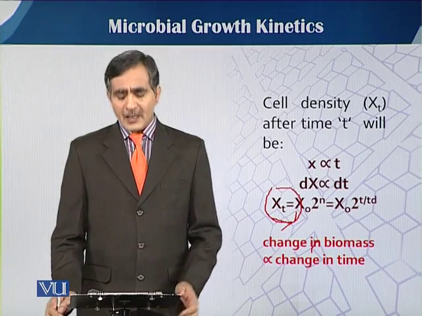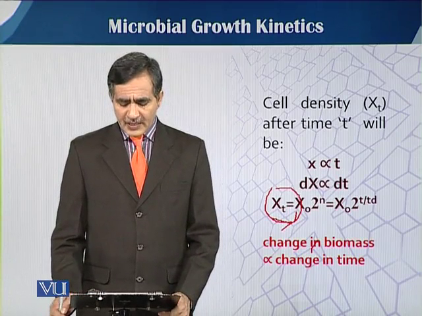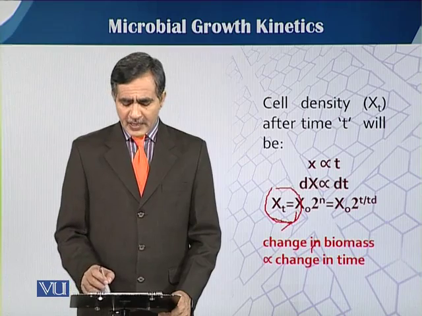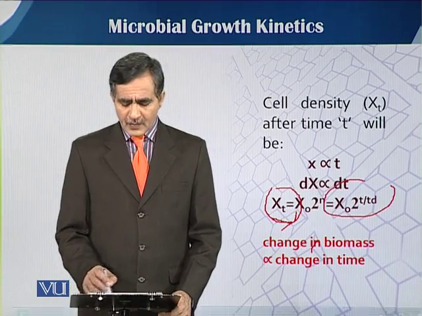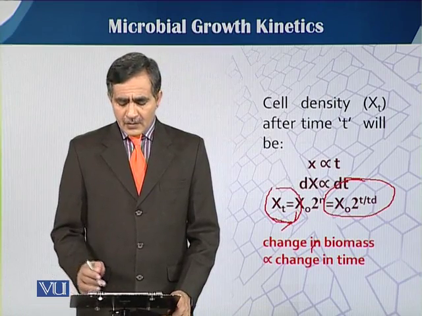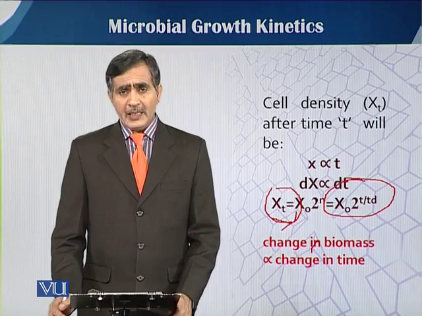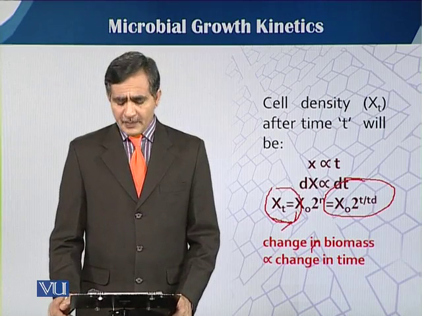So N is the number of generations. So we can write the change in biomass with respect to that. So that is X naught is 2 powered by T over Td. So Td here is the doubling time.